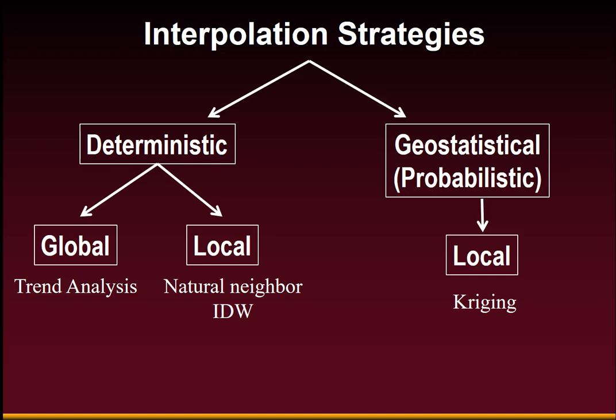Kriging differs from other interpolation strategies used in GIS because it is a probabilistic technique. What this means is that along with estimating values for unknown areas, Kriging also takes into account the uncertainty associated with the estimated or predicted value.